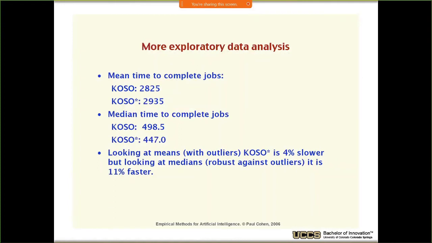So if instead of computing the mean, I compute another variable, the median, which is I take all the times, I sort them, and I choose the one in the middle. This is a much more robust number because one really long-running job doesn't change it. I have to change a whole bunch of jobs to affect the median. And you'll now see that for median, COSO takes 498, and COSO star takes 447. So with the mean, my experiment didn't show anything interesting, but with the median, now at least I'm going in the direction I expected for my hypothesis.